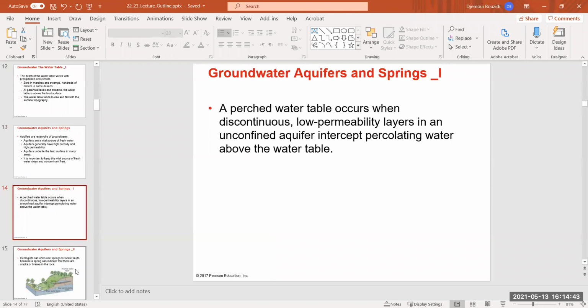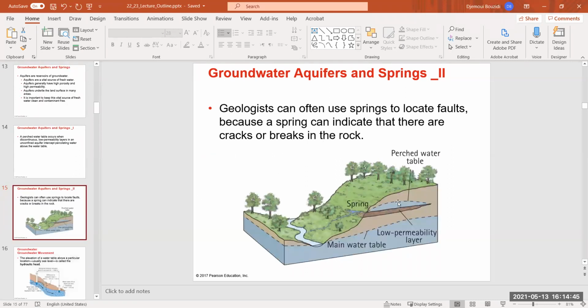A perched water table, like in this case here, forms because you have a low permeability layer. So you have the water in here. However, a spring starts to form and seeps the water from this pocket of water all the way to the main water table. And in this case, the springs can tell us a lot about what's going on at the surface in here.